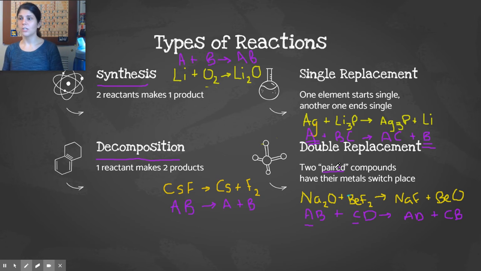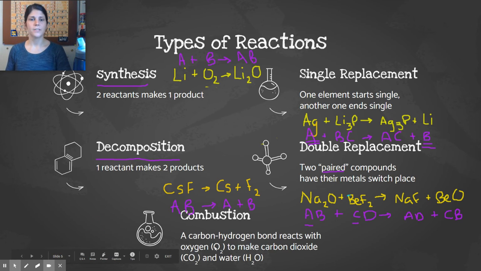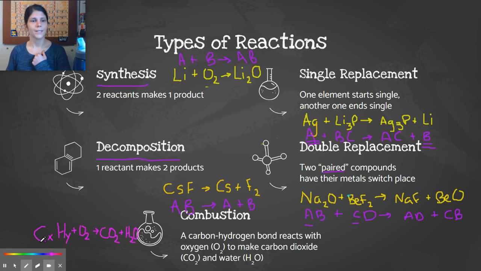The last type of reaction is unique in and of itself, and it's a combustion reaction. In a combustion reaction, you'll always have some kind of carbon-hydrogen bond. One of the reactants has only carbon and hydrogen. It's always going to react with oxygen, O2, and it will always make CO2 and H2O. So the general equation that I gave you was CxHy plus O2 makes CO2 and H2O. So that reactant and these products are always the same.